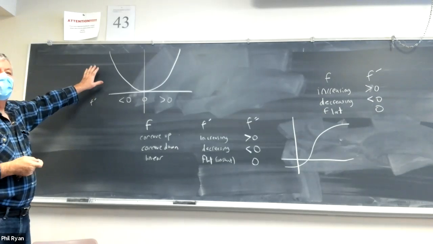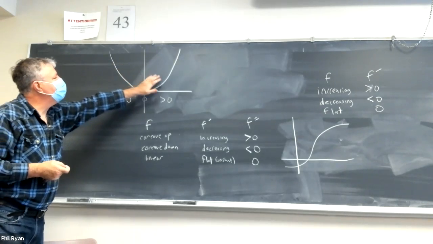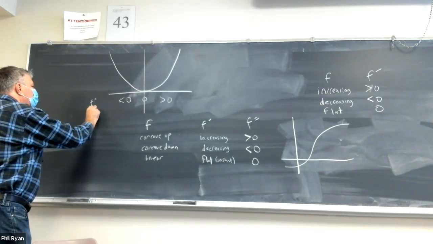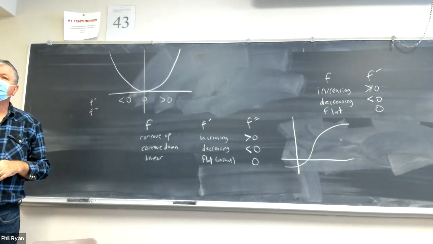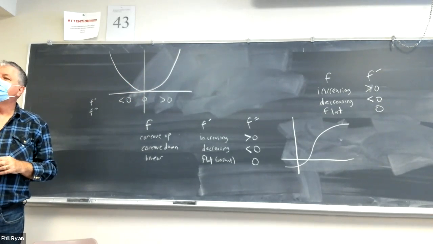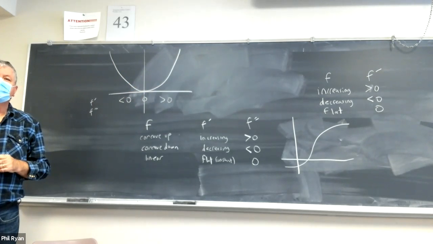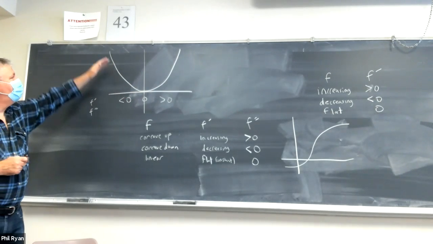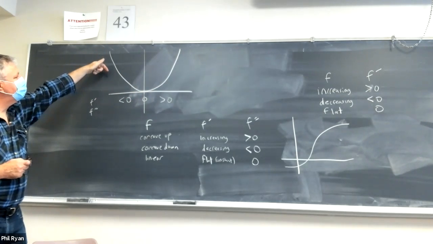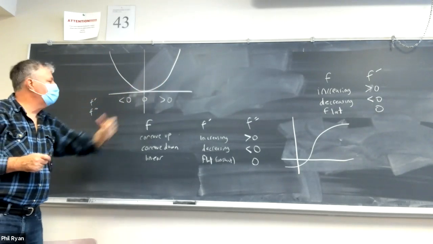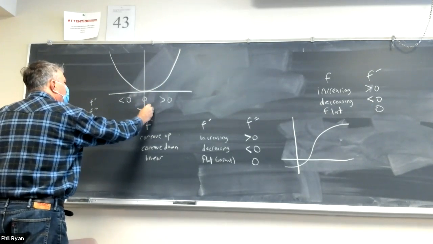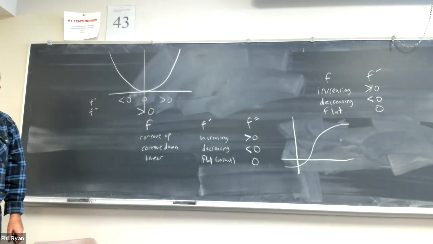Whereas f, the value of f itself, it's positive here, and it's 0 there. What about the second derivative? It's all positive, right, because it starts off really steep and all the time it's increasing. So it's positive everywhere.